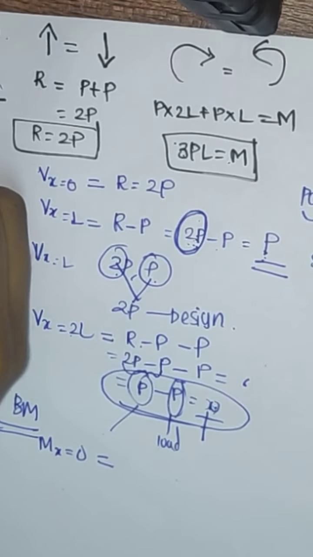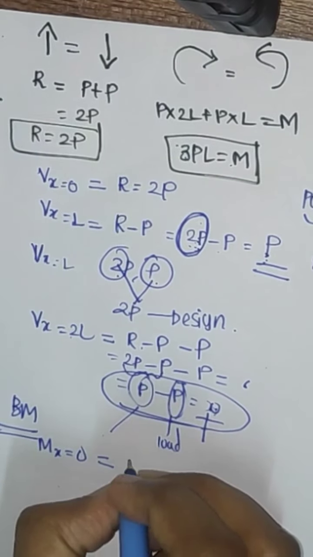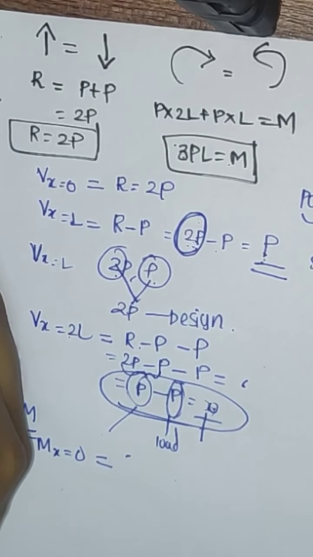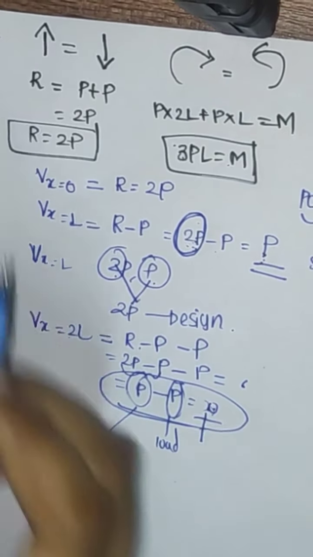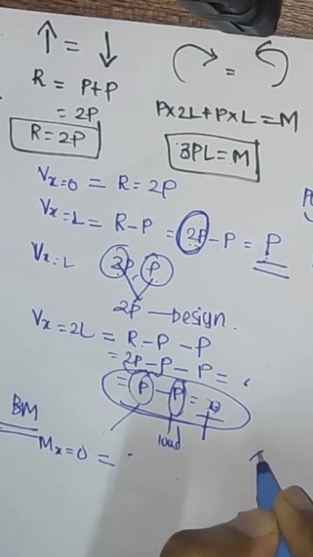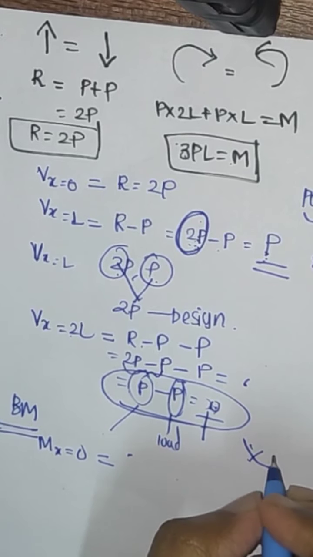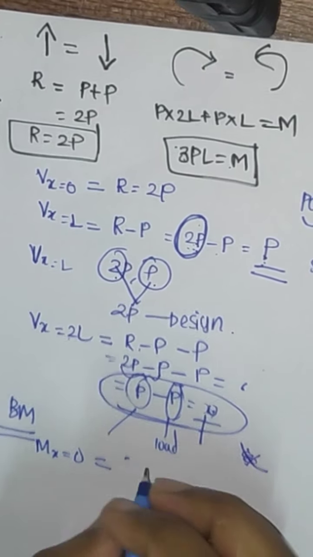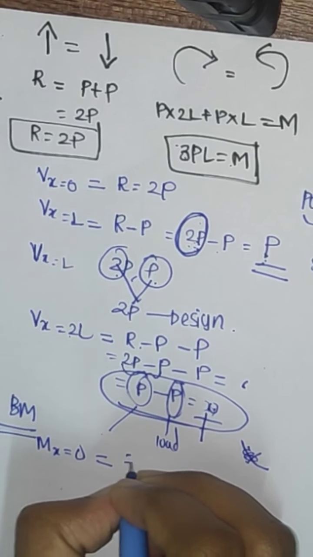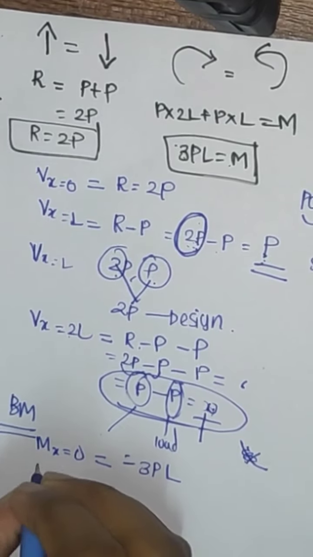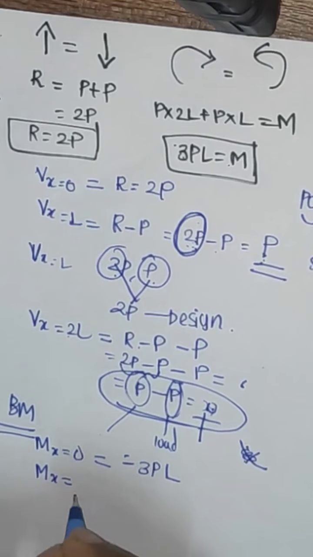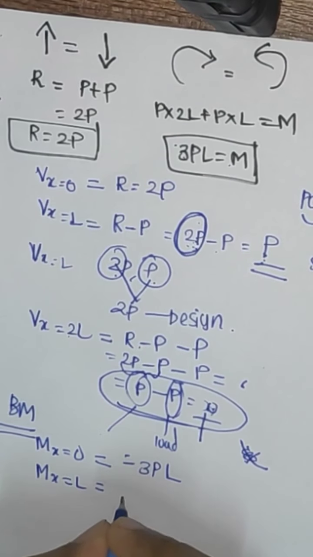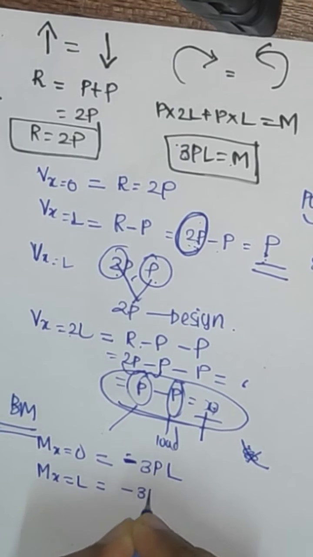This M equal to 3PL we already got. Here we are considering from the left-hand side, but it will create a hogging moment instead of sagging. If it is a hogging moment, it is negative, so minus 3PL. Next, if you look from x equal to 0, next is x equal to L. At x equal to L, this minus 3PL will already be there.